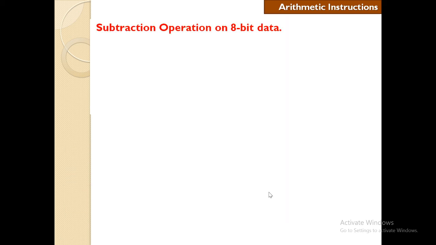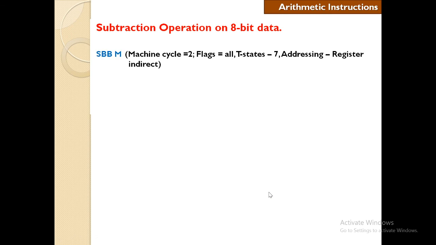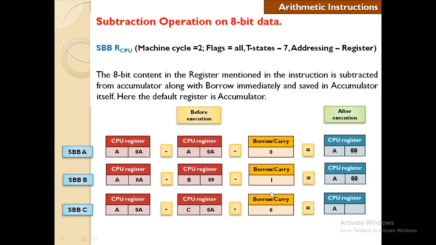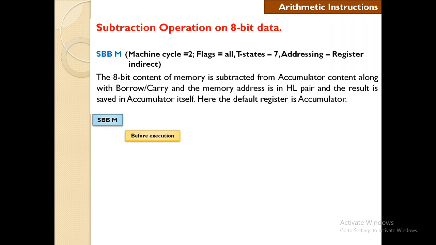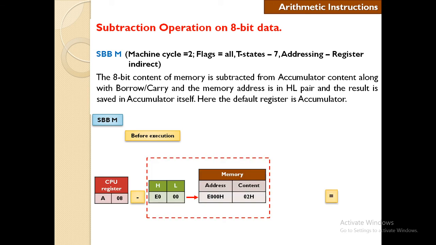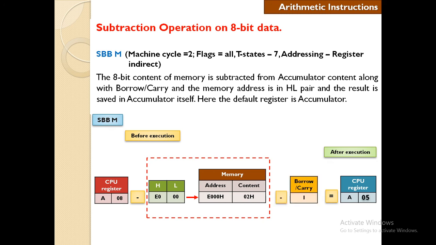So this was the example of subtraction, and I have only shown you three. There are others also, but they function in the same way. Now let us talk about SBB M. Again here we are considering the accumulator content with the memory content and the borrow. So the content of the memory gets subtracted from the accumulator along with the borrow under consideration. So we get the result in the accumulator itself.